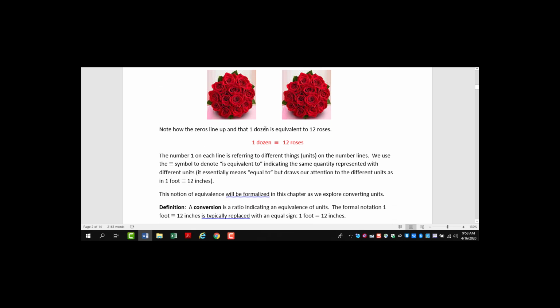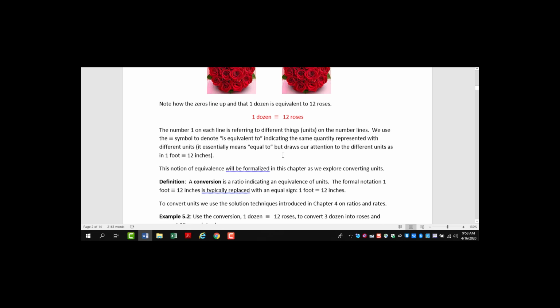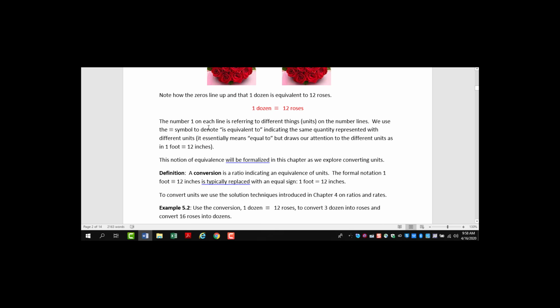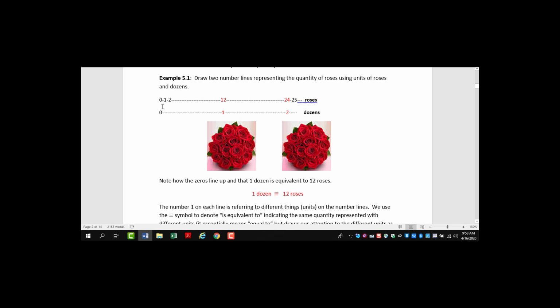Note that the zeros line up, and 1 dozen is equivalent to 12 roses, right? 1 equals 12. But the units are what is key. The number 1 on each line refers to different things. So this number 1 here refers to roses, and this number 1 here refers to a dozen, 12 roses. But when they line up vertically, they're equivalent.